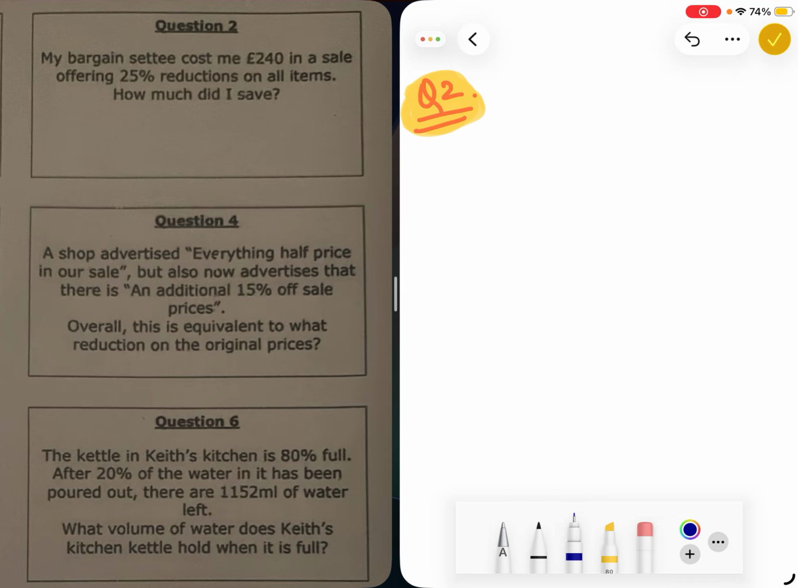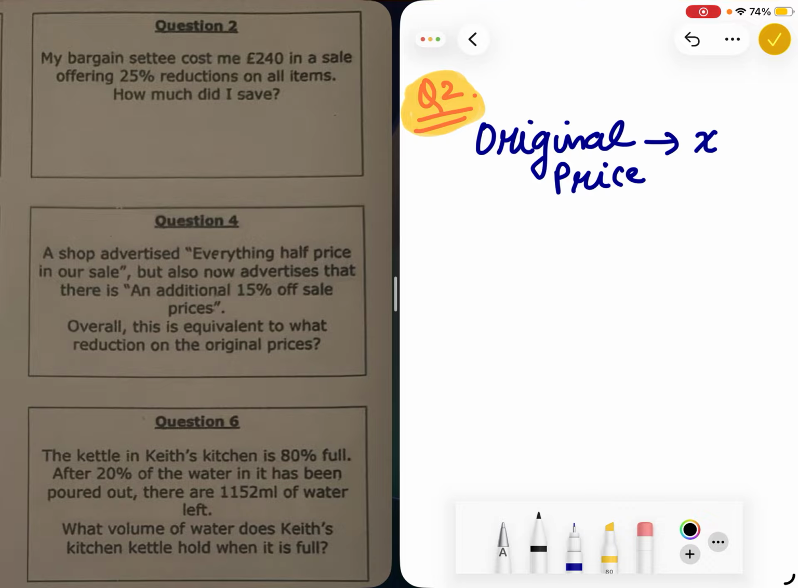It says my bargain cost me 240 in a sale offering 25% reductions on all items. So do we know the original price? No. Can I take the original price as X? Yes. So original price, if we don't know, I can take it as X. And they are saying that they have a 25% reduction on all the items. And how much did I save?